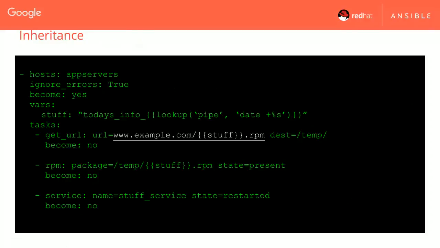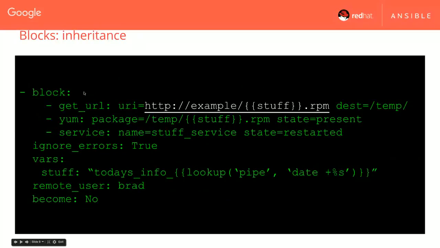And at the play level, you get a lot more directives now. Like ignore errors used to be task only. Now there's very, very few things that are task only. Things like async or with loops are task only. Almost everything else you can set at the play, the block, the role level, and the tasks will inherit that.